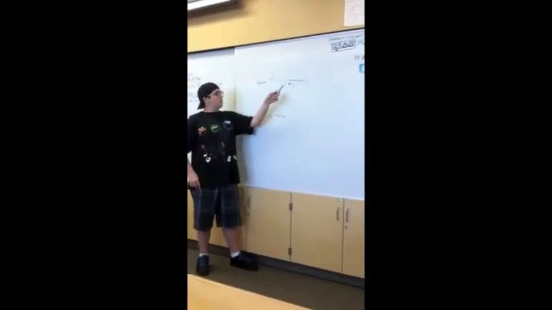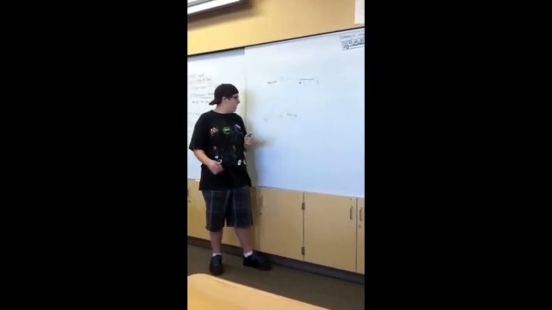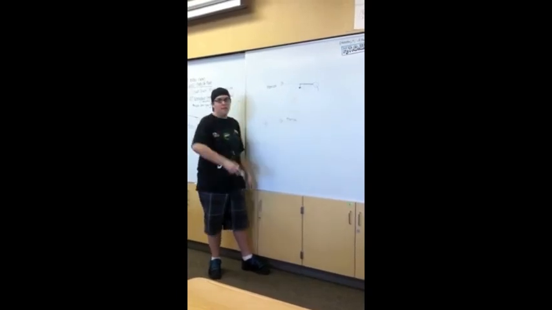Alright, so in this one, angle Q is an angle of depression because it goes below the horizon, and then angle A is an angle of elevation because it goes above the horizon.